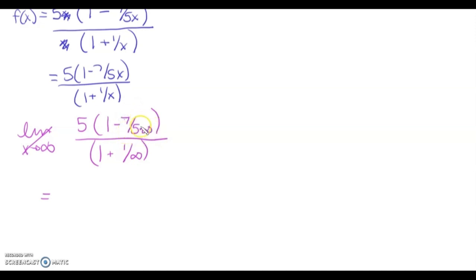So what is 7 over a really big number? Any number over a really big number is going to tend to 0. You can check this in your calculator, like 7 divided by 9999. You're going to get a very, very small decimal. So that's going to tend to 0. Also, 1 over infinity is going to tend to 0. So 1 over 999999, if you check it in your calculator, is going to be almost 0. So we interpret those as nothing, and we can say that the limit is 5, because we're going to have 5 times 1 minus 0 over 1 plus 0, which is just 5.